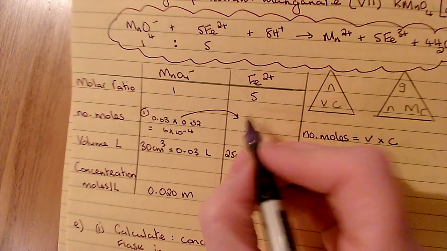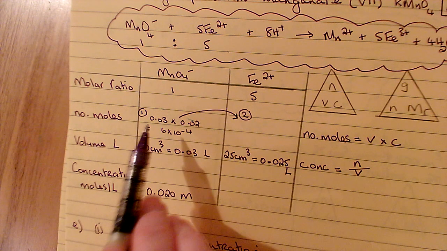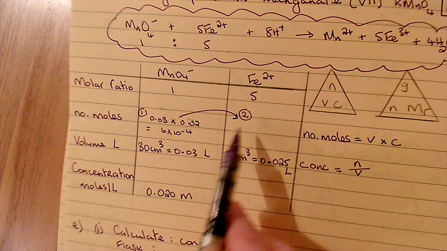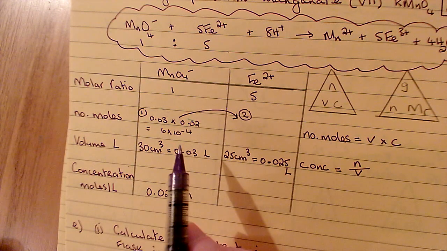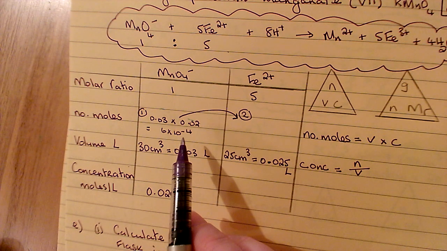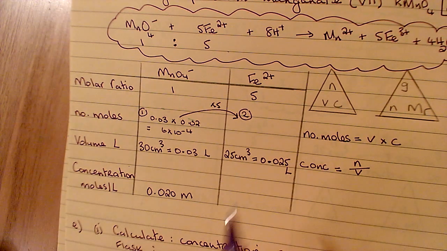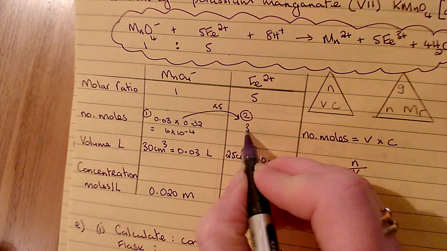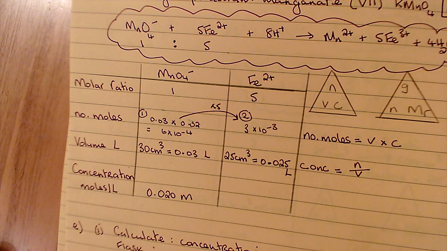This then allows us to work out our number of moles of iron, because we know for every 1 mole of permanganate used up, we require 5 moles of iron to fully react, okay? So we're literally going to multiply 6 by 10 to the minus 4 times 5, and we're getting 3 by 10 to the minus 3 moles of iron 2 plus.